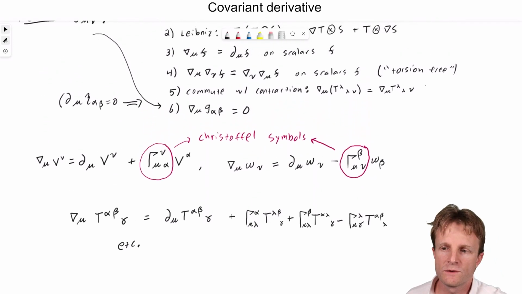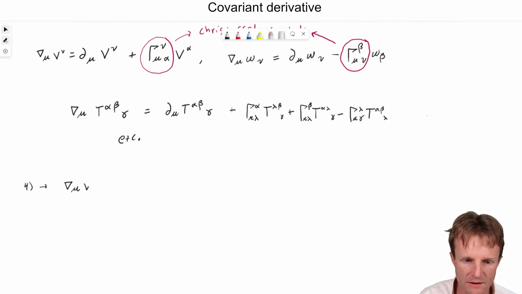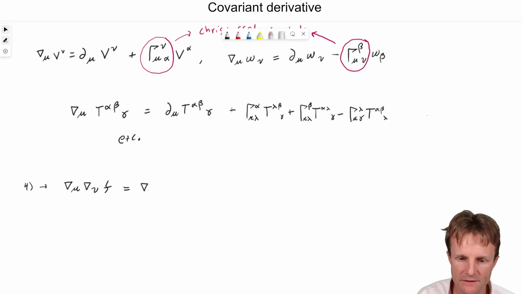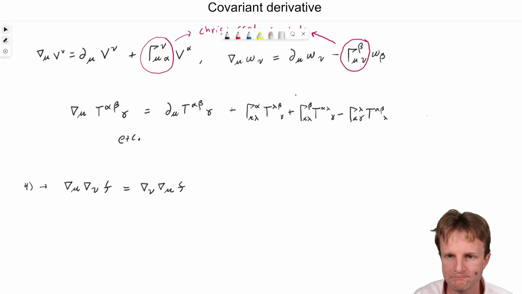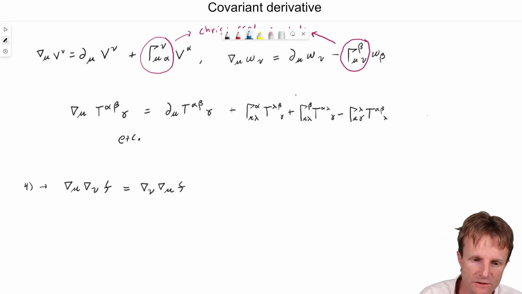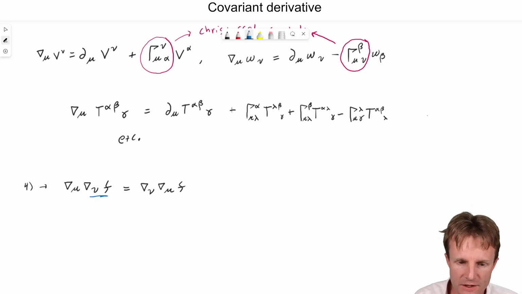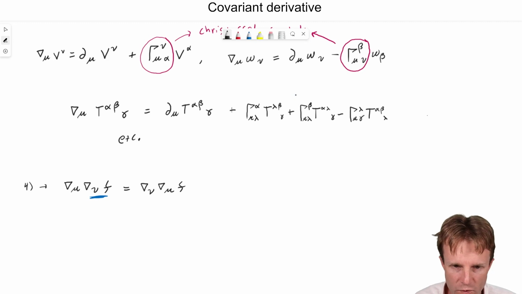The next condition we're going to use is condition 4, the torsion-free condition. It says that on any scalar f, if we do del mu del nu, that needs to be the same thing as doing it in the reverse order, del nu del mu. Now for expanding out these kinds of equations, it's usually easier to do the outer covariant derivative first and just think of the inner one as some tensor, in this case, a one form. So we need to use the one form rule for expanding out covariant derivatives.